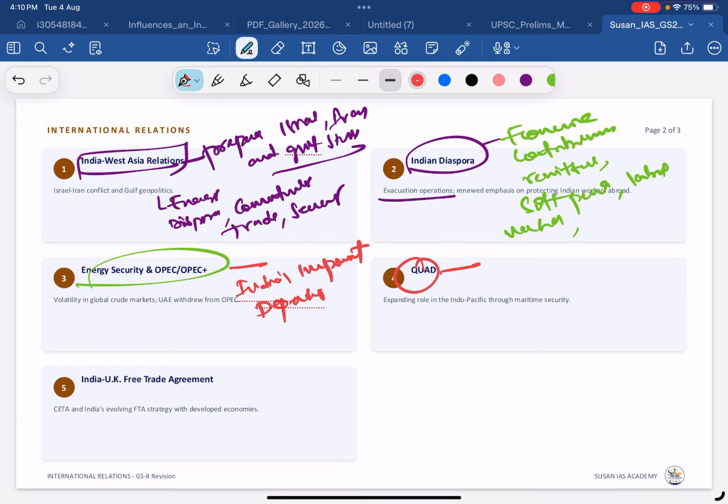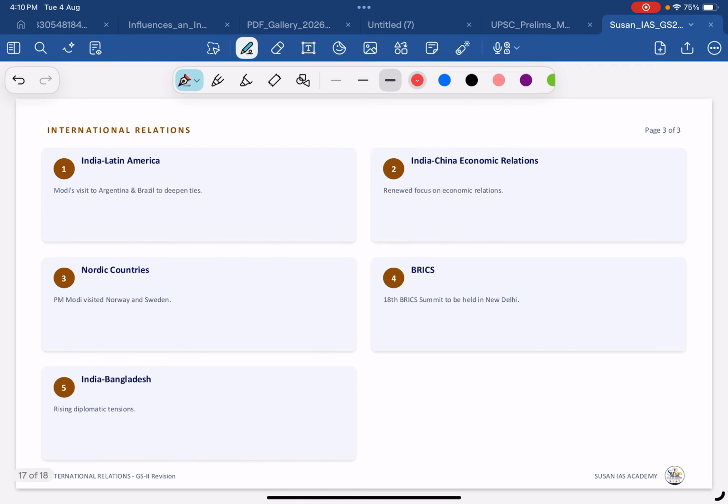Right? And in Quad, prepare members, evolution, maritime security, critical technologies, supply chains, HADR, and India's strategic autonomy. Right? And there are many free trade agreements between India and various countries. So prepare FTA and CEPA. Okay, trade, investment, services, mobility, diaspora, defense, and strategic partnership.